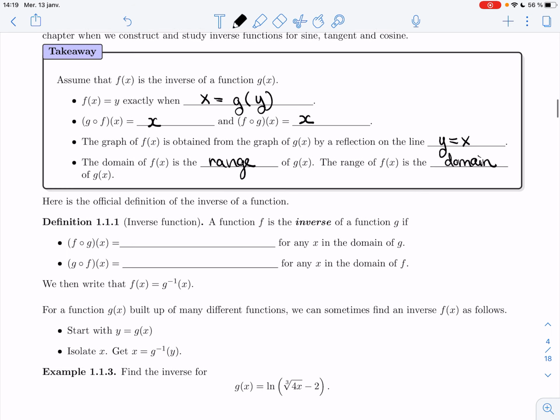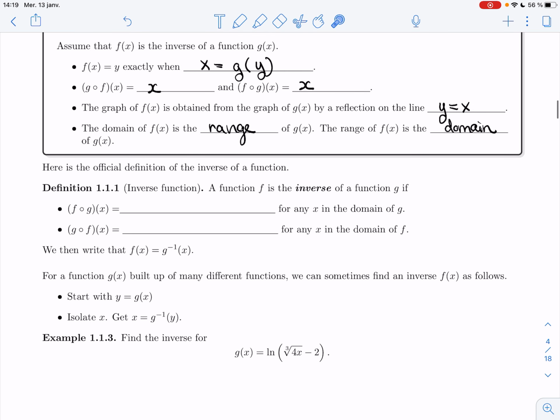All right, so using that, we'll have an official definition of an inverse. Definition 1.1.1: a function f is the inverse of a function g if f composed with g, so that means you apply g first, then f, is equal to x, and the same thing if you apply f first, then g. And that's true for any x in the domain of g for the first one, and for any x in the domain of f. So any x in the domain of the first function you apply. In which case, we write f of x is equal to g inverse of x.